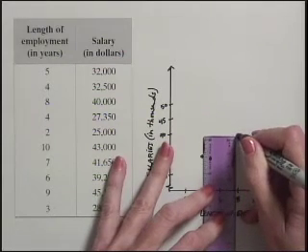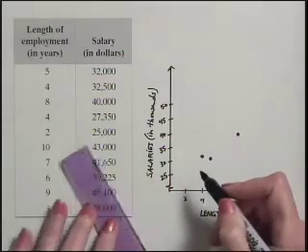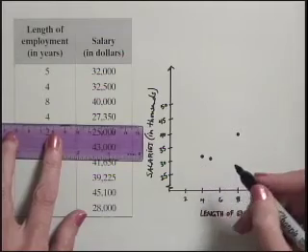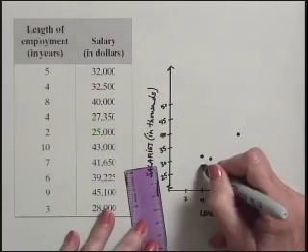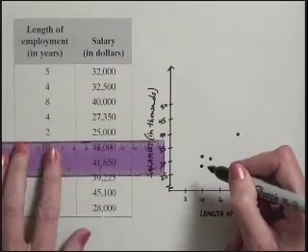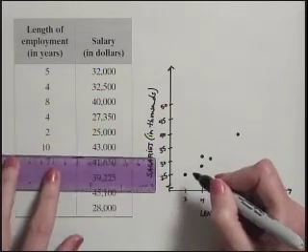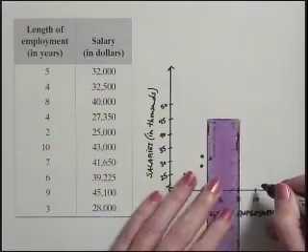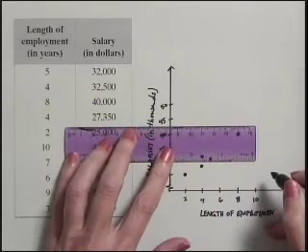I'm working with the upper right corner, as you can see. Then we have the value of 4 and 27,350. So at 4, we have a value of 27,350, which is just below this one. Then we have 2, 25,000. So 2, 25,000 is this dot. We have 10, 43,000. So at 10, I need to go over to 43,000.